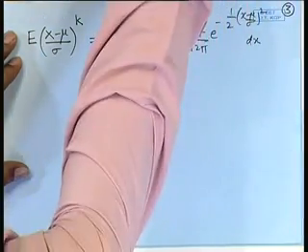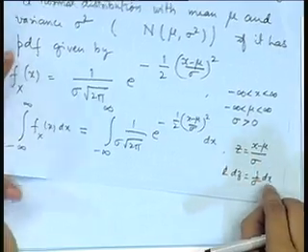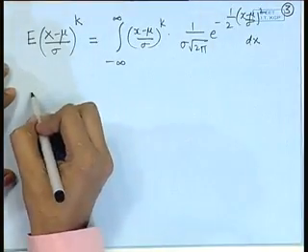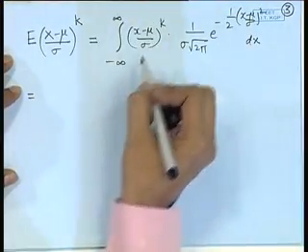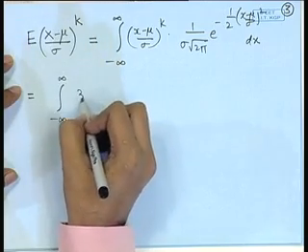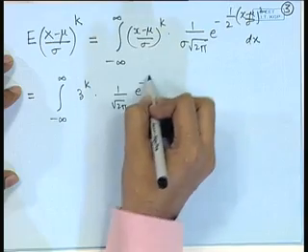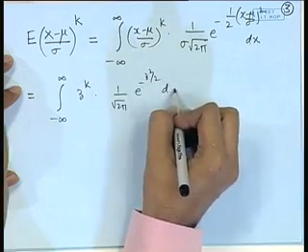So consider the transformation (x minus mu) by sigma is equal to z. So this particular integral will reduce to the integral from minus infinity to infinity of z to the power k 1 by root 2 pi e to the power minus z square by 2 dz.